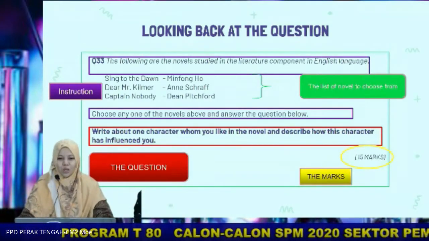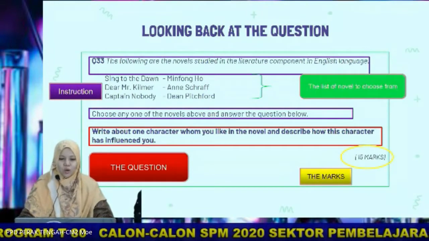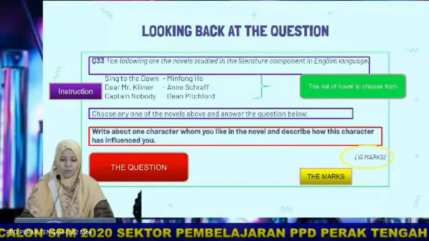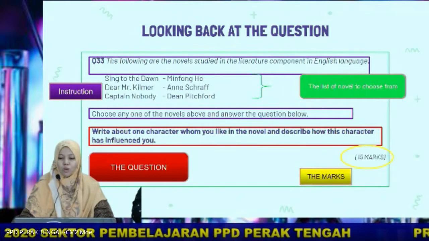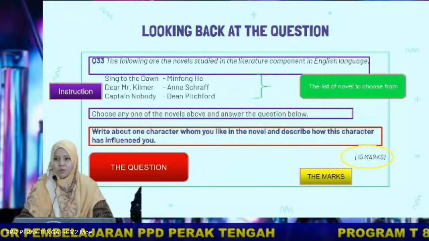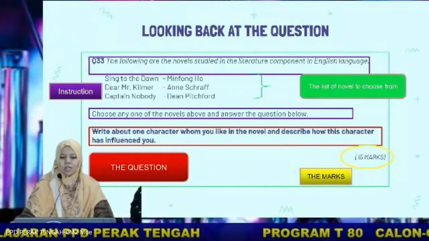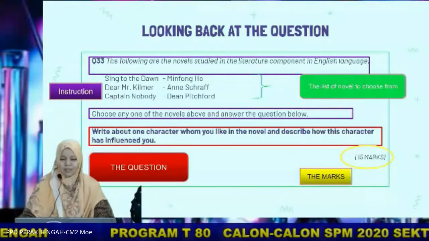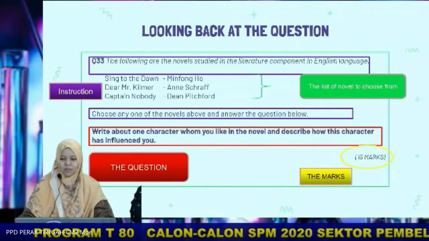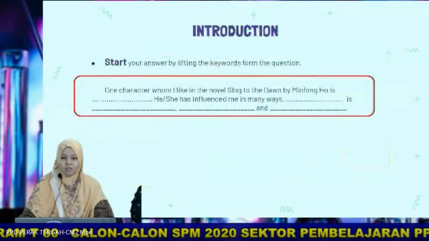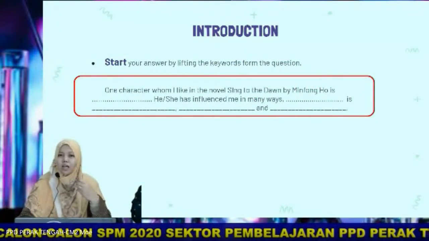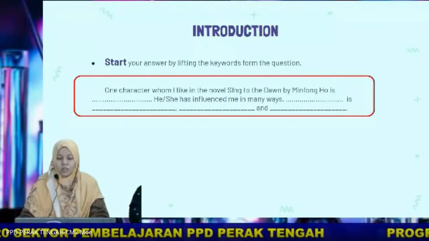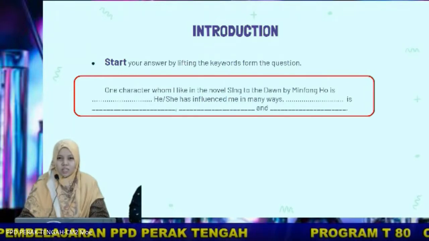So let's take a look back at the questions. Question 33 just now. This is the same question I posted before. Write about one character whom you like in the novel and describe how this character has influenced you. So, which characters come to your mind that you like the most in the novel? Of course, Dawan, right? So Dawan has lots of characteristics. She is the strongest character in the story as she is the main character.